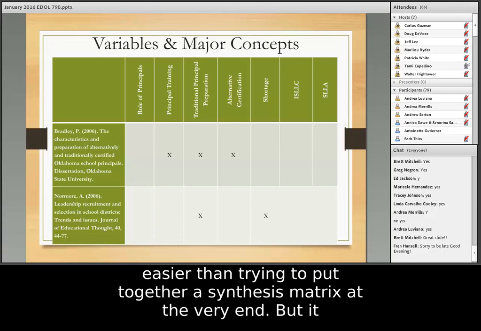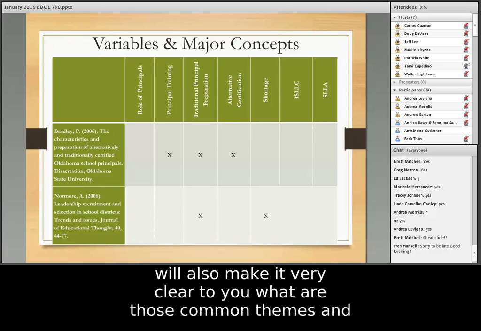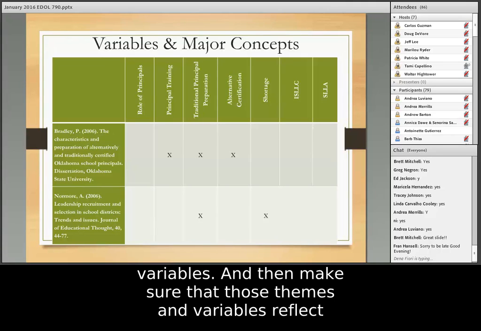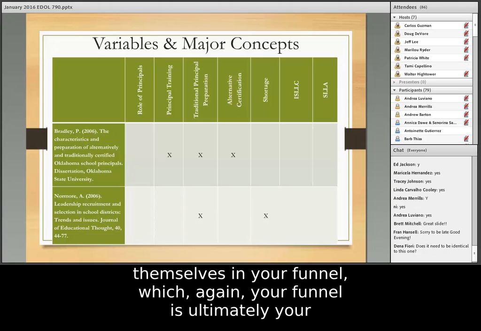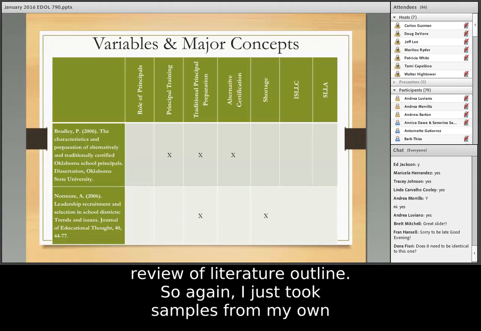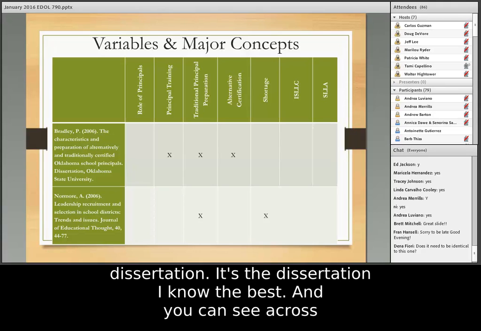It'll make it a lot easier than trying to put together a synthesis matrix at the very end, but it will also really make it very clear to you what are those common themes and variables, and then make sure that those themes and variables reflect themselves in your funnel, which again, your funnel is ultimately your review of literature outline. So again, I just took samples from my own dissertation.